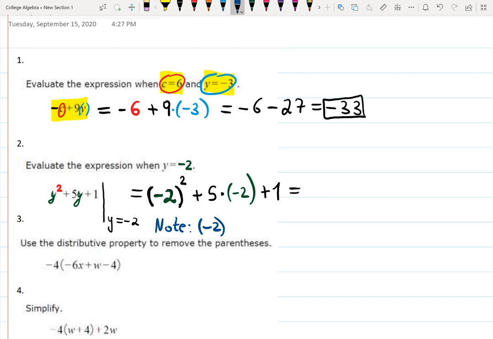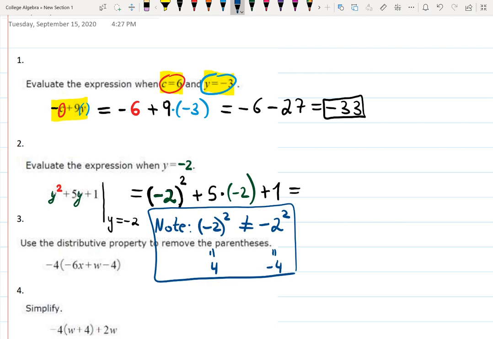negative 2 squared is not the same as negative 2 squared. The answer for the left-hand side piece is 4, but for the right-hand side is minus 4. Without parentheses, negative 1 is not being squared, then it stays negative. But with parentheses, negative 1 squared is 1 times 2 squared. 2 squared is 4. So just for you to know, this matters.